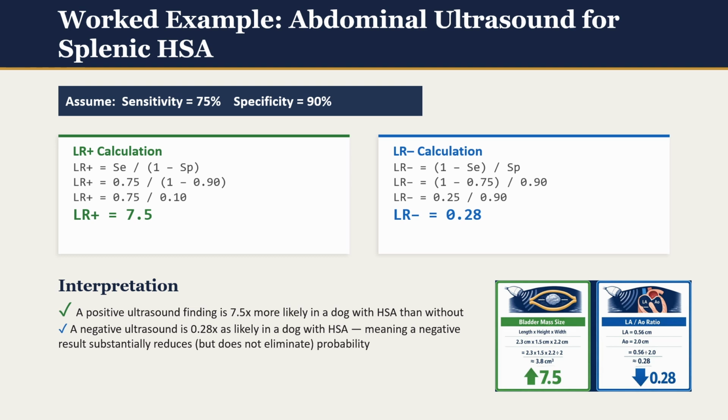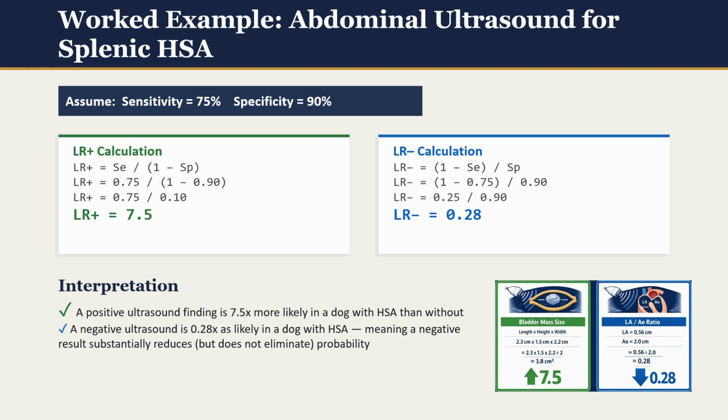LR plus of 7.5 means a positive ultrasound finding is 7.5 times more likely in a dog that truly has a hemangiosarcoma than in a dog that doesn't. That's a meaningful positive. It substantially raises your post-test probability, but it's not overwhelming. It doesn't mean a positive result equals diagnosis. It means the probability has moved significantly upward.